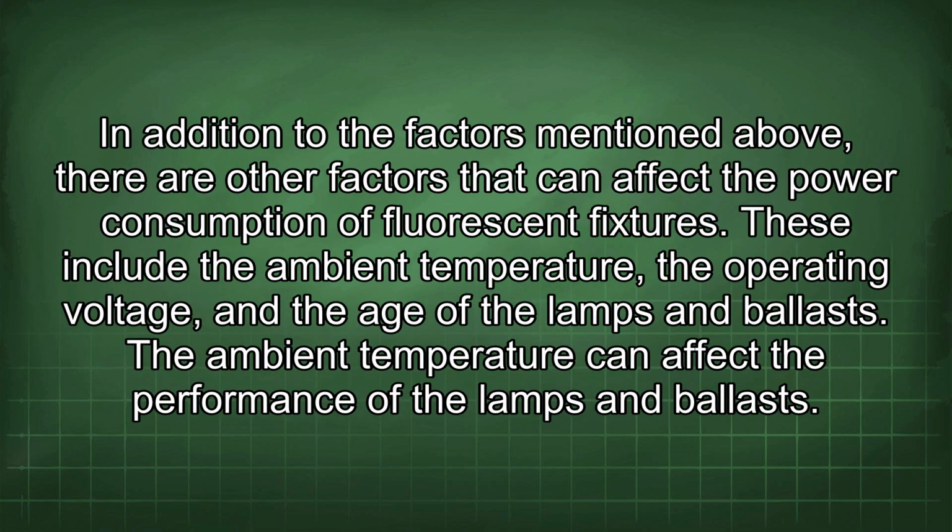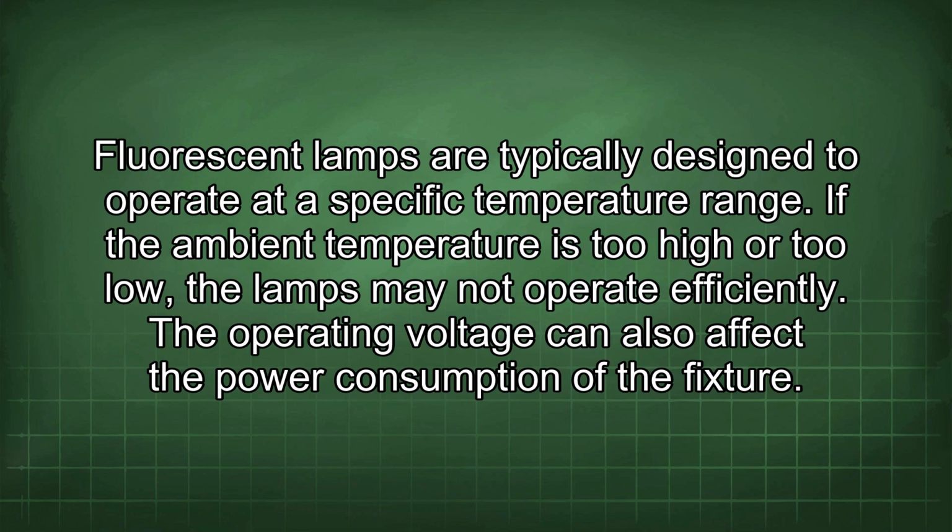In addition to the factors mentioned above, there are other factors that can affect the power consumption of fluorescent fixtures. These include the ambient temperature, the operating voltage, and the age of the lamps and ballasts. The ambient temperature can affect the performance of the lamps and ballasts. Fluorescent lamps are typically designed to operate at a specific temperature range. If the ambient temperature is too high or too low, the lamps may not operate efficiently.